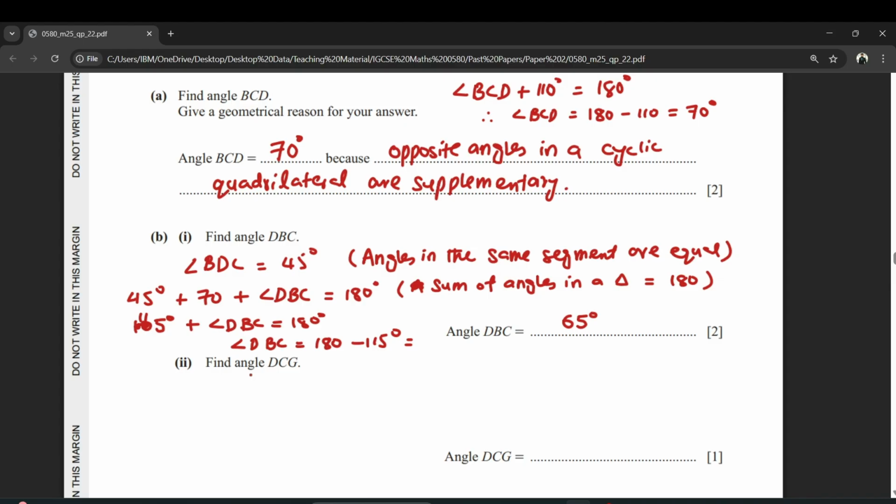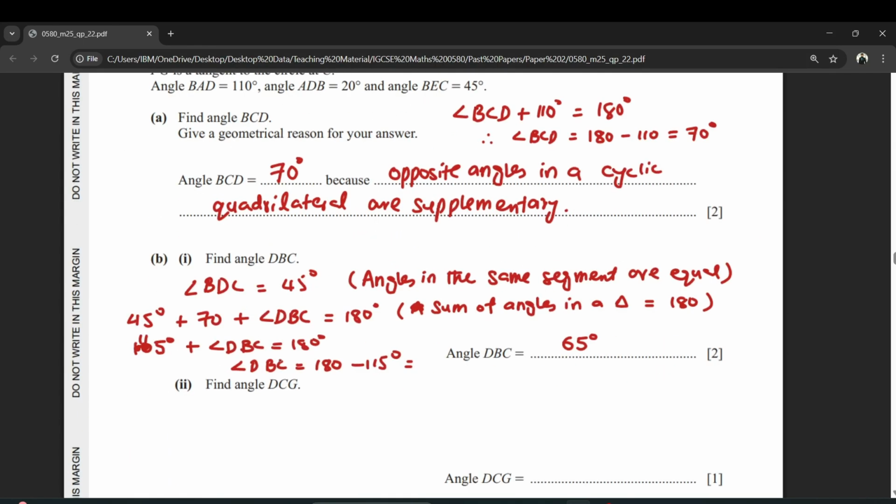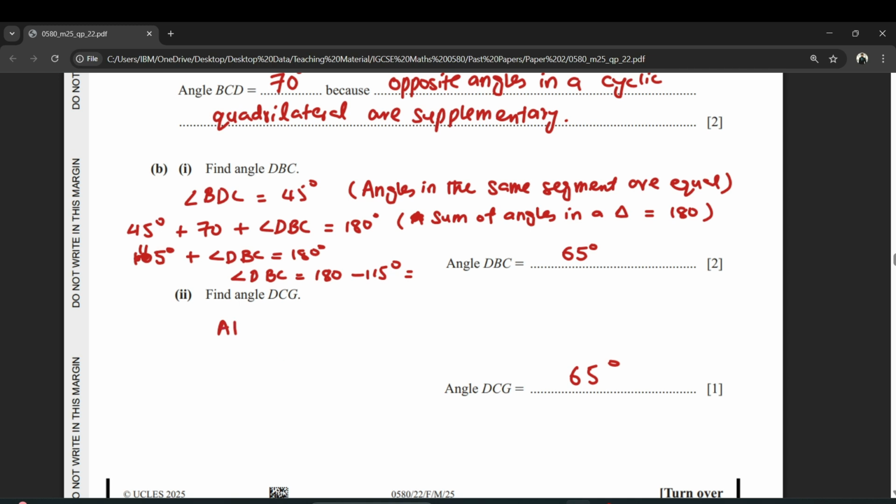Then it says find angle DCG. What is DCG? This is the angle between the tangent and the chord. We have studied the alternate segment theorem, right? According to the alternate segment theorem, this angle between the tangent and the chord is equal to the angle that this chord makes with a point on the circumference. From D and C, if I extend both of these lines, the angle that they make is 65. This is equal to this angle as well, so they both are the same. So this will also be 65 degrees, by the alternate segment theorem.